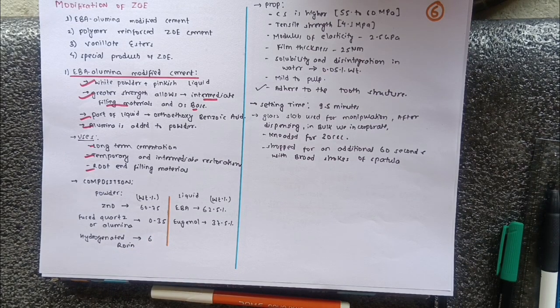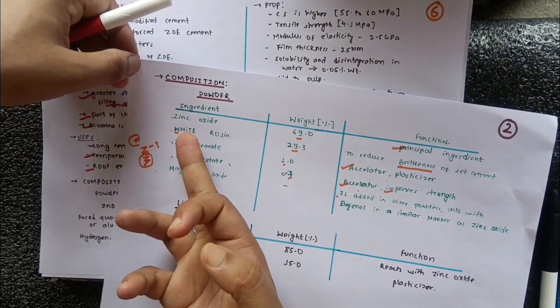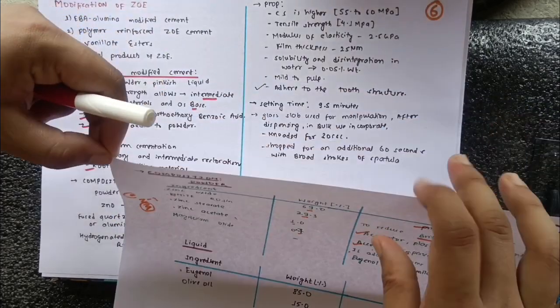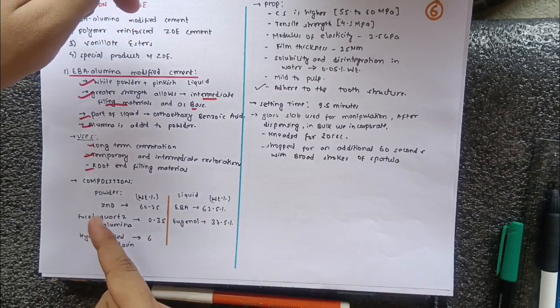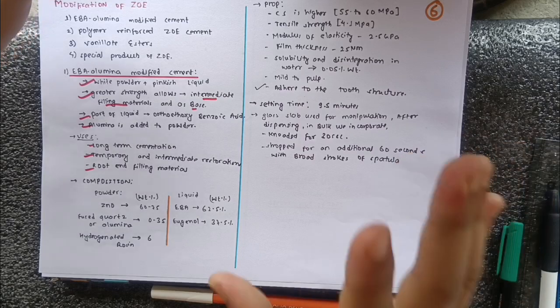So as in the composition section, I will show you once. As I have told earlier, zinc oxide is there, white rosin, zinc acetate was there. But here the resin part is quite omitted, and there is a presence of zinc oxide, and alumina is increased in this, so that there is increased strength.